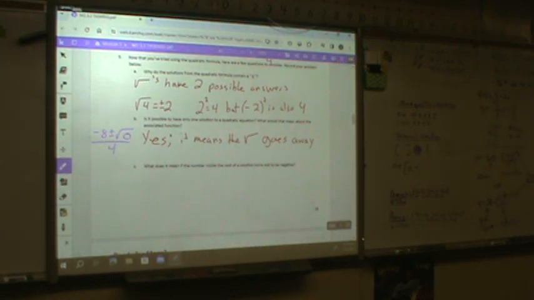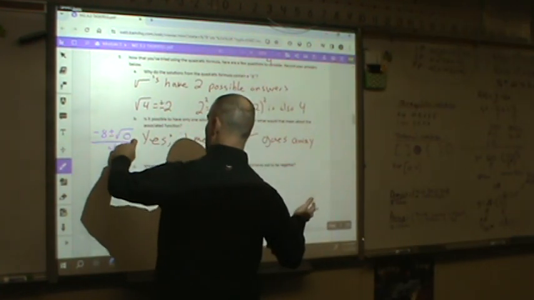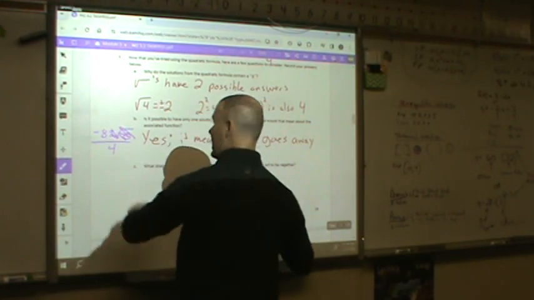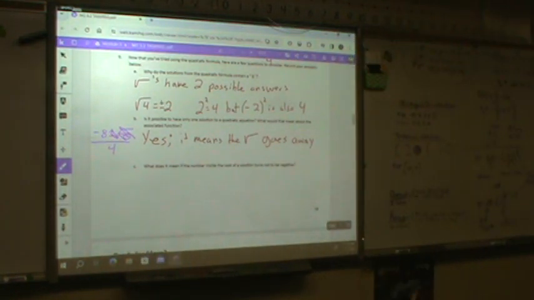Am I going too fast? Again, this is just an example. What happens to the square root of 0? Well, what is the square root of 0? It's 0, right? So if the square root of 0 goes away, the plus and minus goes away, doesn't it? So now I just have negative 8 divided by 4, which is negative 2. There's one answer. That's possible. It doesn't happen a lot, but it's possible.